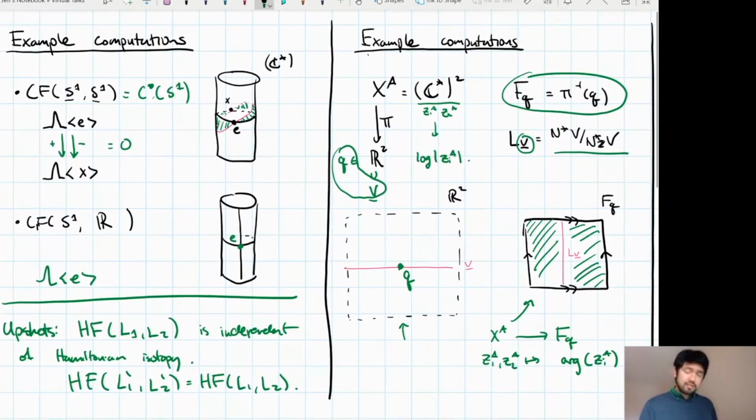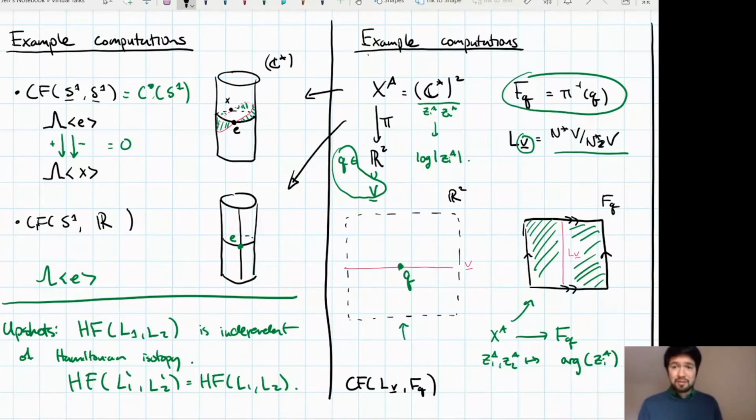Now, this is just to get some intuition for what the geometry is like. In practice, to compute CF(LV, FQ), I use the fact that this picture over here is just the product of these two pictures on the left-hand side. So C star squared is the product of C and C star. FQ is the product of S1 and S1.